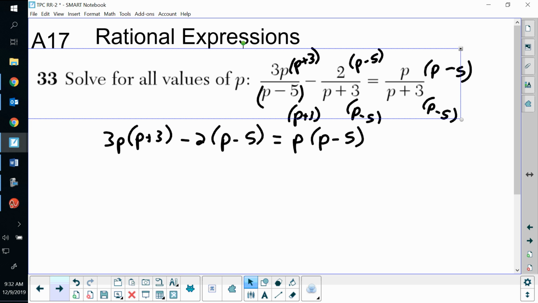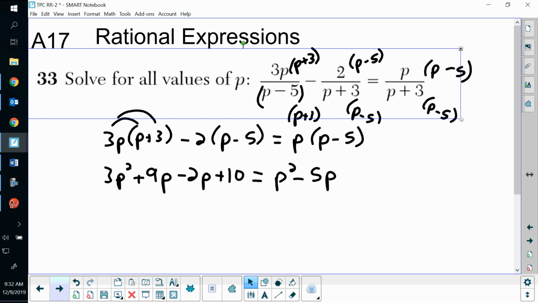So we'll distribute the 3p first, and we'll get 3p squared plus 9p. We'll distribute the negative 2, we'll get minus 2p plus 10. And distribute the p, we get p squared minus 5p. Combining like terms on the left, we get 3p squared plus 7p plus 10 equals p squared minus 5p.